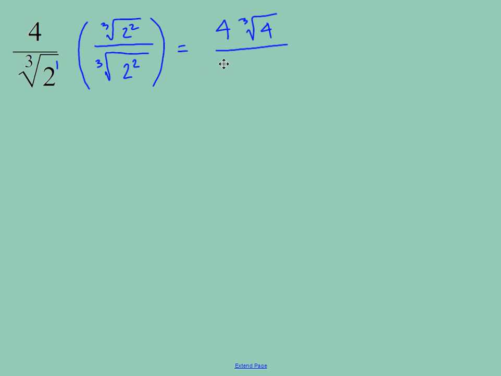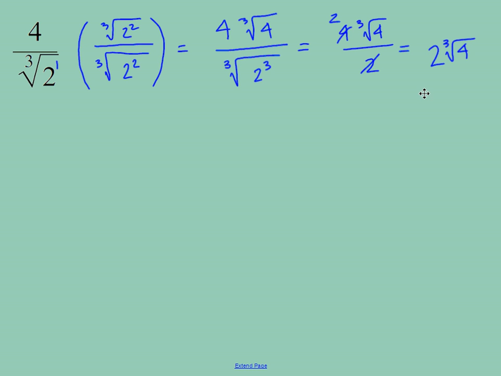On the bottom, I have the third root. When I multiply these two together, they have the same base, so I can add the exponents. That's 2 to the third. So for every 3 2's that I have on the inside of this radical, I'm going to have 1 2 on the outside. So this would be 4 third root 4 over 2. Now I can simplify the 4 and the 2 because each of those are numbers that are outside the radical symbol. So 2 goes into 2 one time, it goes into 4 2 times. So my final answer for this problem would be 2 cube root 4.